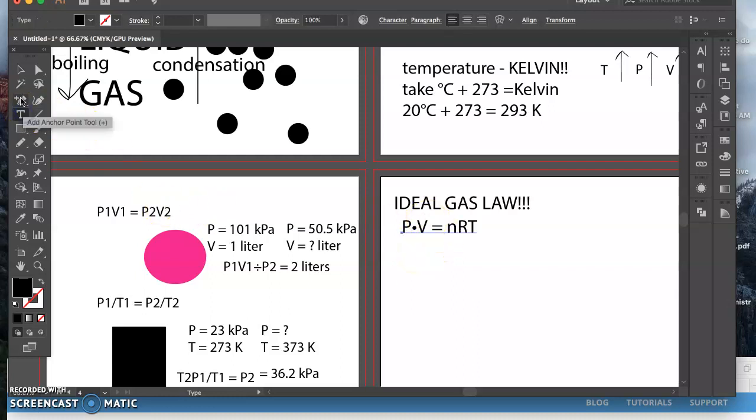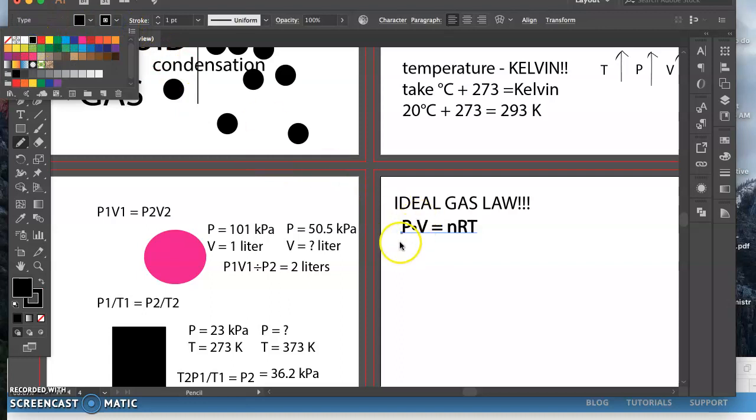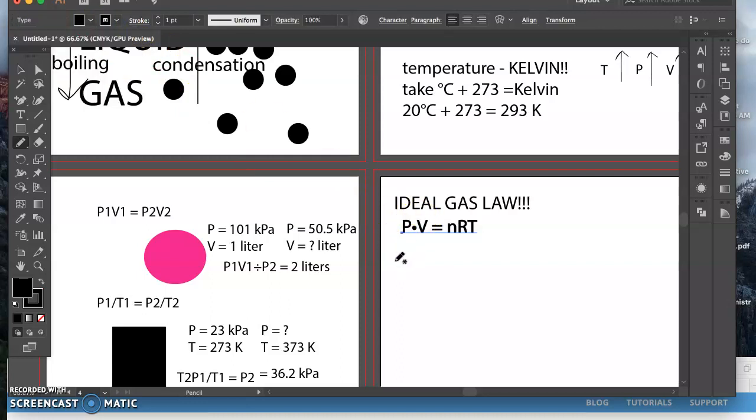Now the reason why this is important is remember that anytime pressure or volume goes up, the temperature has to go up. Well, unless we add more gas. But in a sealed container, N is not going to change and R is not going to change. So if P or V goes up, T goes up. And if P or V goes down, then T goes down. Again, N is not going to change in a sealed container. R never changes. It's a constant.